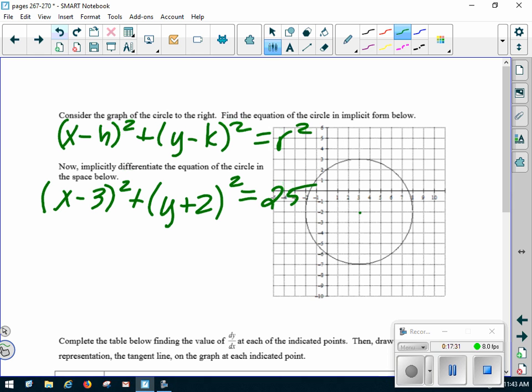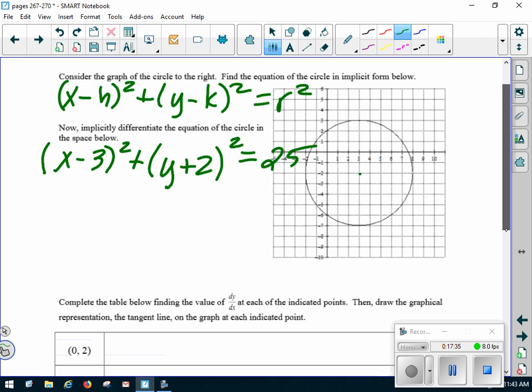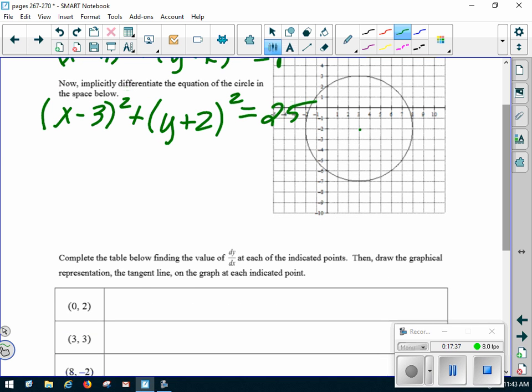You guys have it like that. Multiply it out. Multiply it out. Multiply it out.